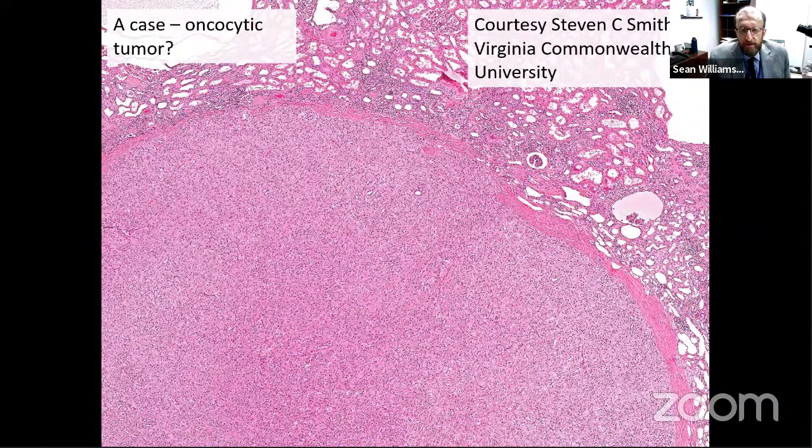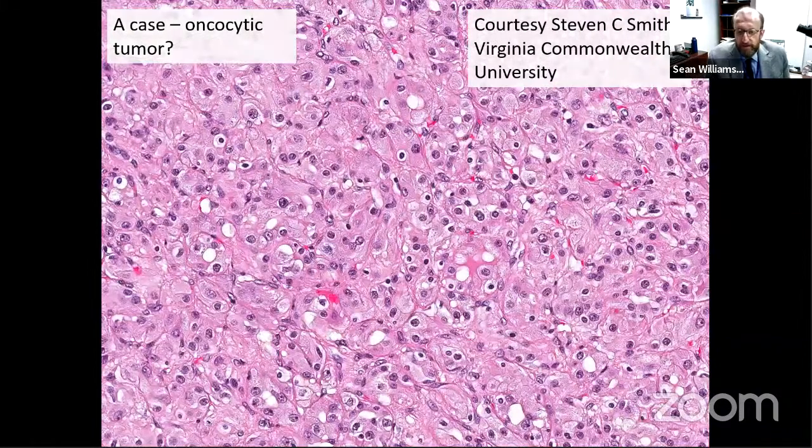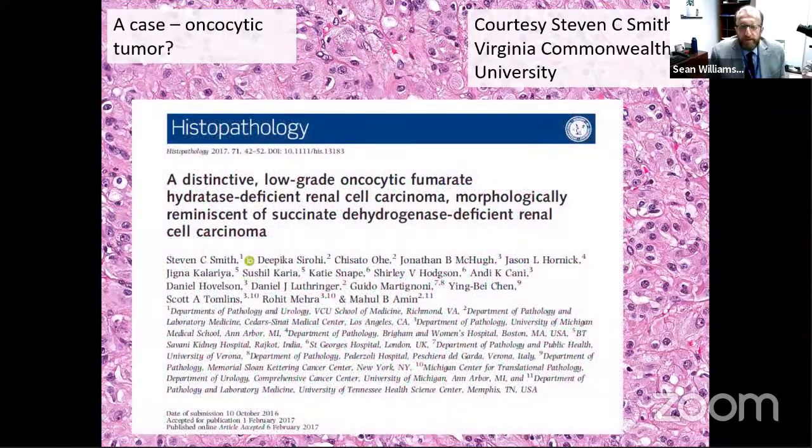So while we're on the topic of oncocytic tumors, I'd like to share a case. This was kindly shared with me by Dr. Stephen Smith from VCU. And this is, as you can see here, a sort of bland oncocytic tumor. And if we go to higher magnification, you can see a solid growth of eosinophilic cells with kind of haphazard architecture, but not very high grade or pleomorphic cytologic features. And recently, Dr. Smith and his colleagues showed that occasional patients with fumarate hydratase deficient renal cancers will have this low-grade oncocytic morphology.